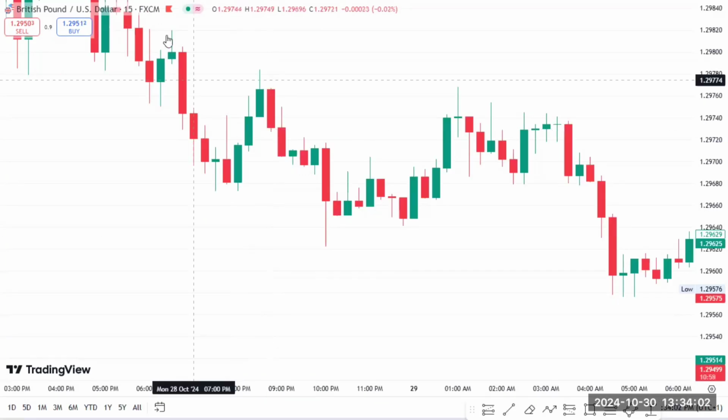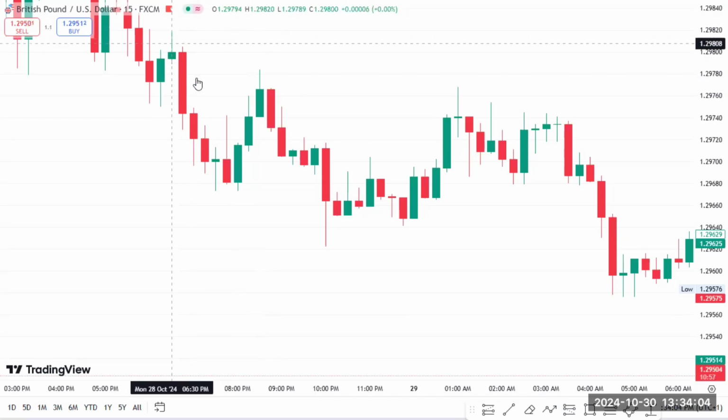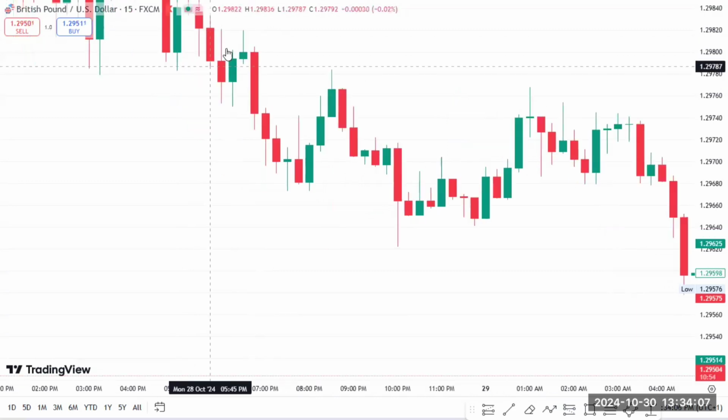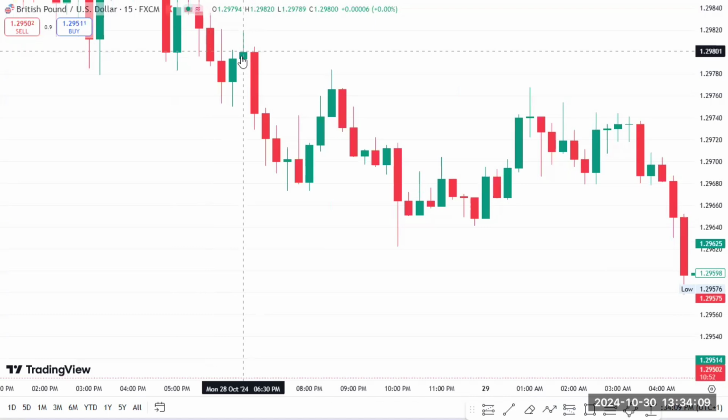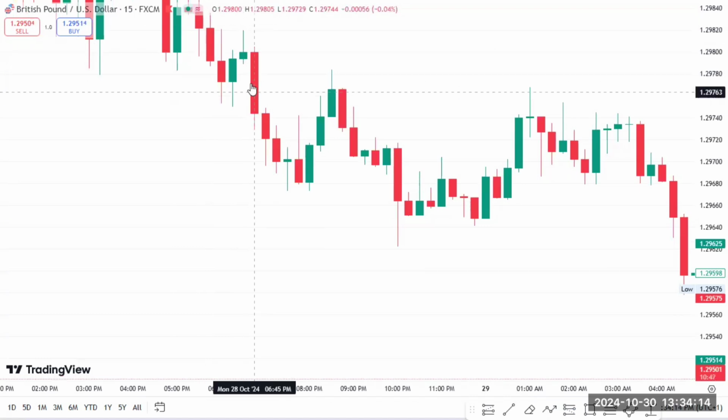Now this is another form of it as well. You can see from this place too. Once you have a hammer, this is the head of the hammer and this is the tail, and then you have a clear engulf.